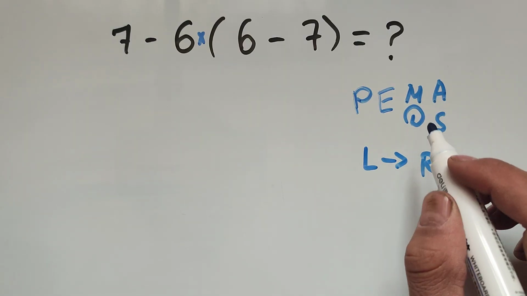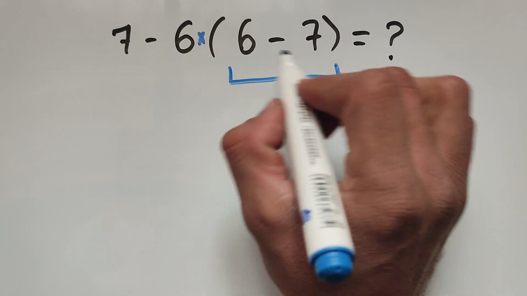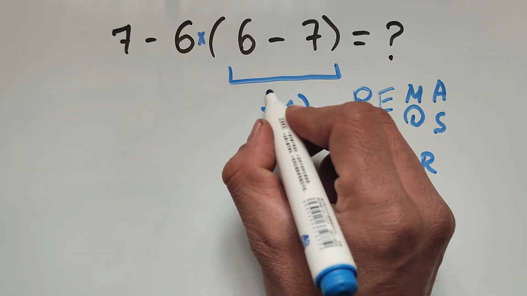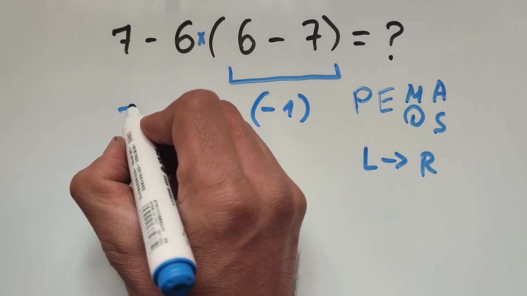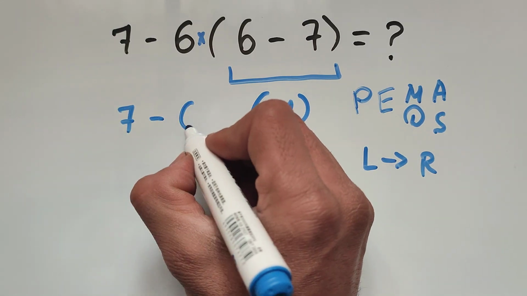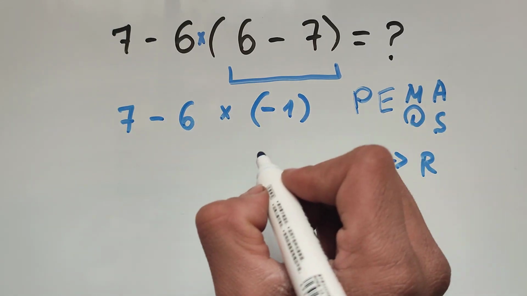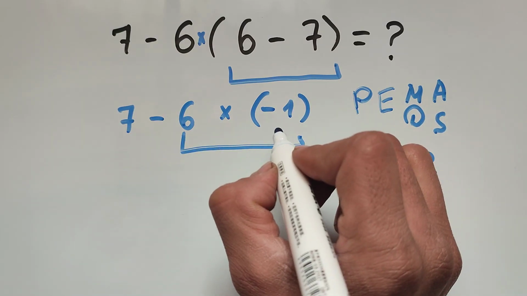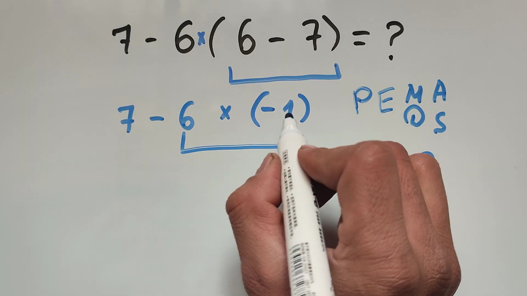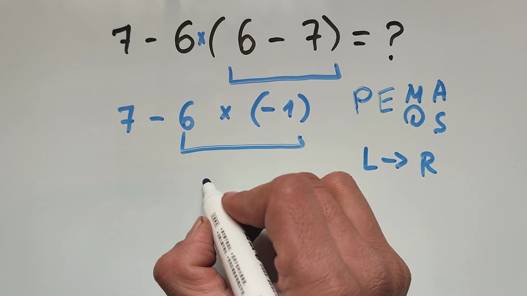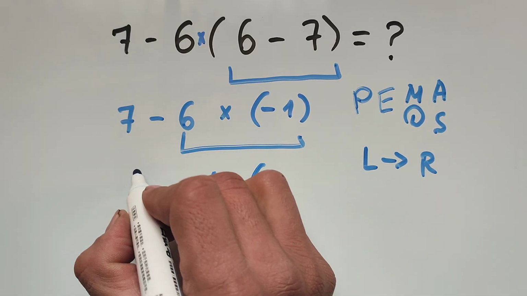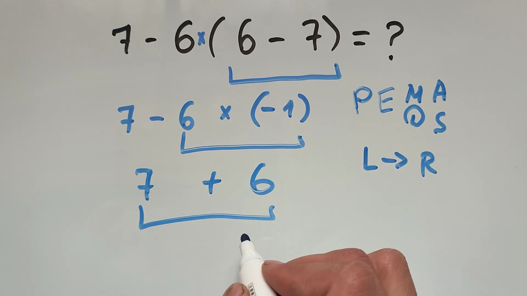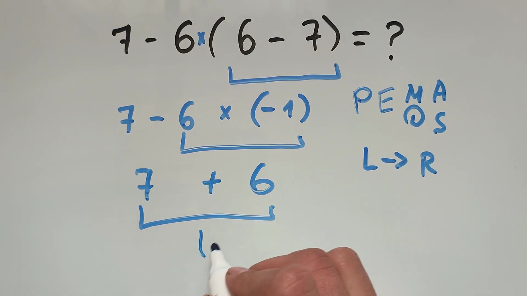Here, according to this rule, first we have to work this. 6 minus 7 equals negative 1. And we have to copy the rest part of the problem. 7 minus 6 multiplied by negative 1. And first, according to this rule, we have to work this. Negative 6 multiplied by negative 1 equals positive 6. 7. We have to copy the rest part. And 7 plus 6 equals 13.